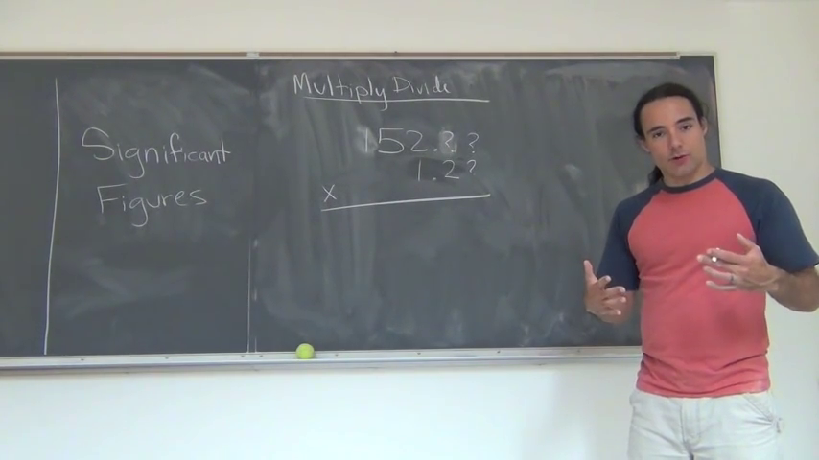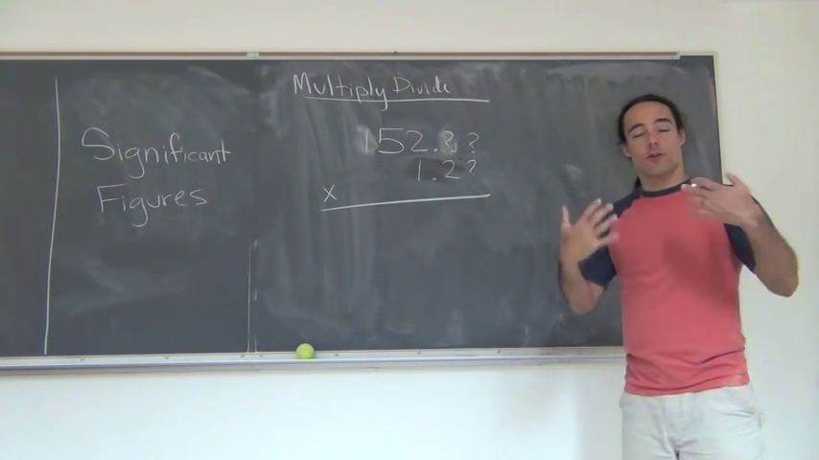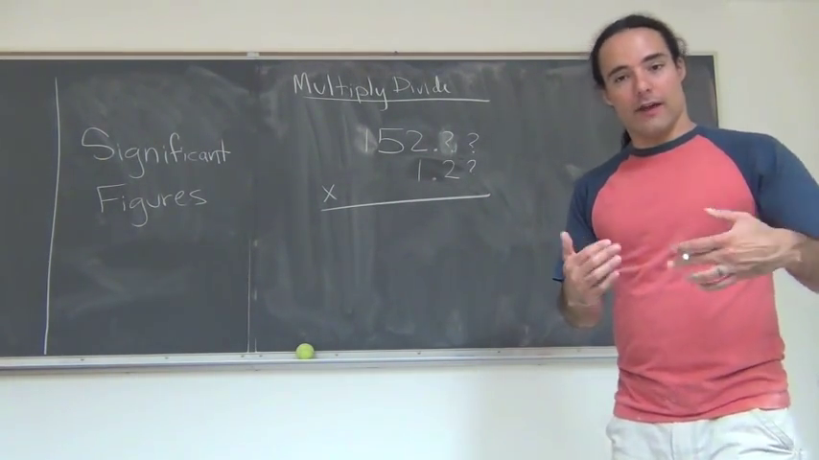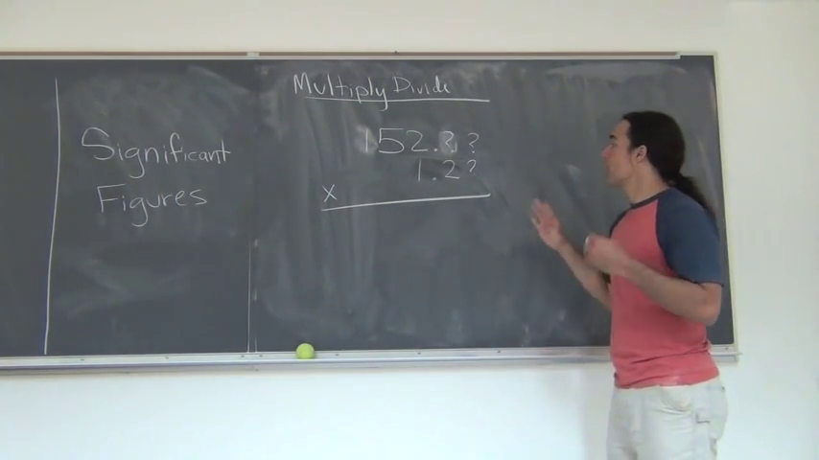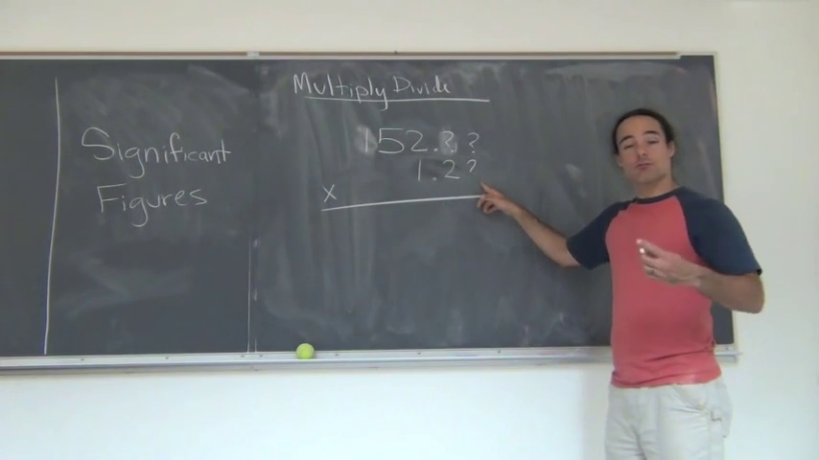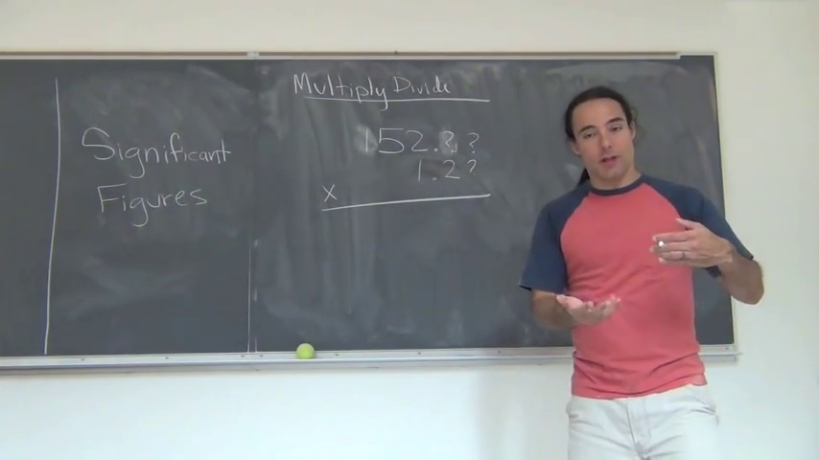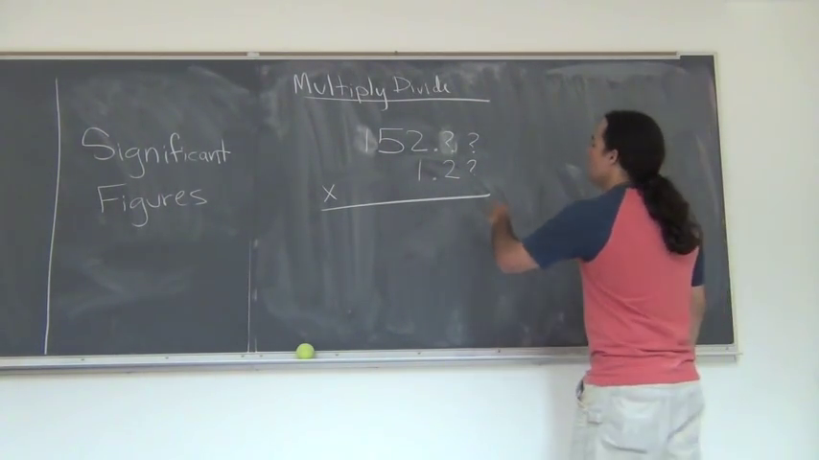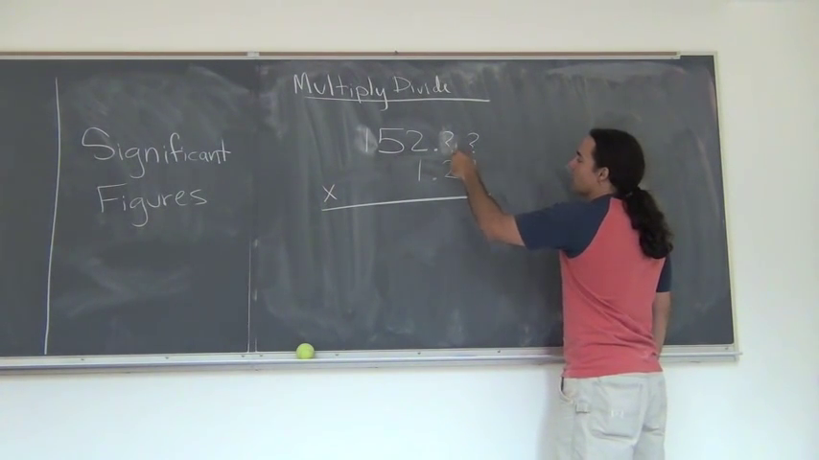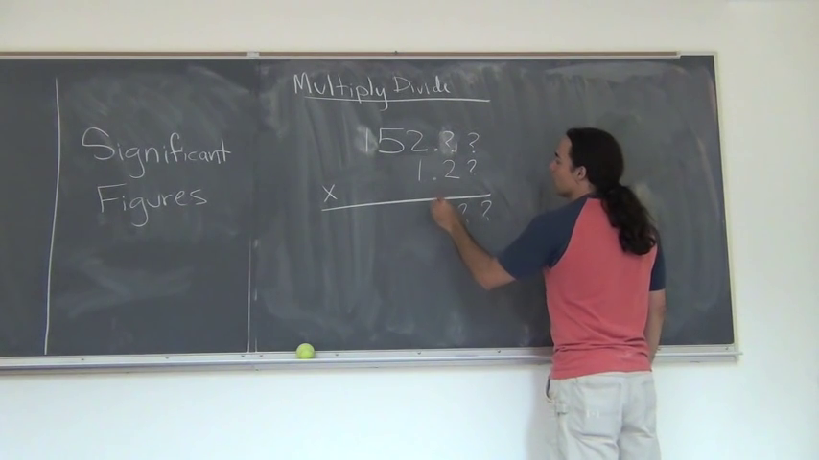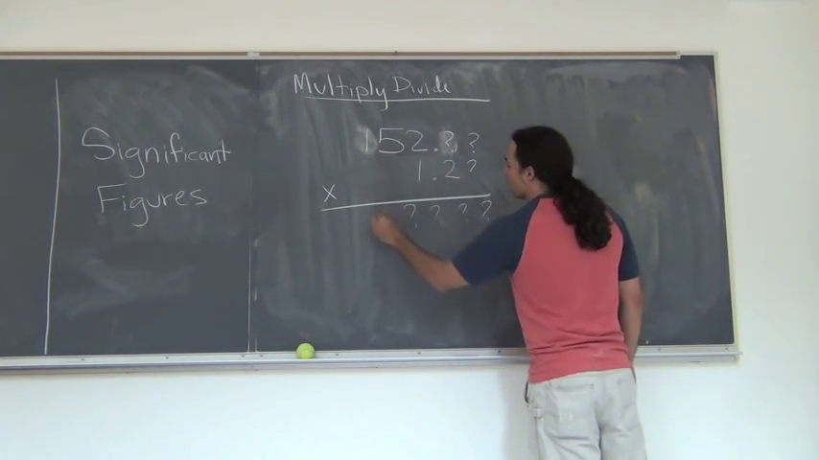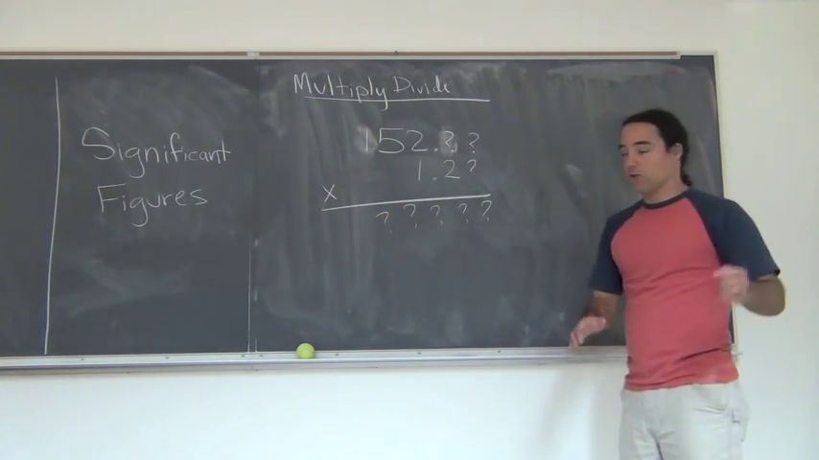Much like addition and subtraction, we want to pay attention to those little question mark digits that deal with our uncertainty if we're doing multiplication and division. So here we go. Let's just multiply this through as if I were multiplying through a normal number. Here we go. I have something I don't know times something I don't know. Gives me something I don't know, again something I don't know, something I don't know, something I don't know, something I don't know. Easy enough.